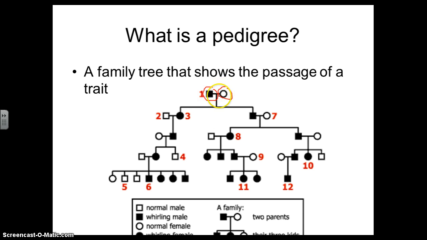So person 1 and the little circle woman here had 2 children, 3, this one here, and this male here, so they had a daughter and a son, and they obviously married and had children themselves. When you're tracking a trait, when the circle or square is filled in, that means they have the trait, and when the circle or square is not filled in, that means they do not have the trait.